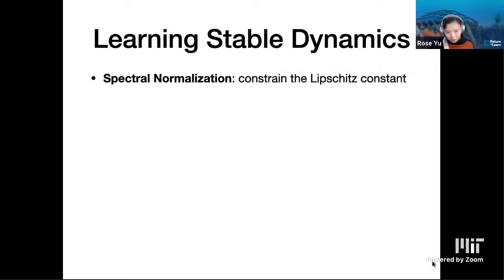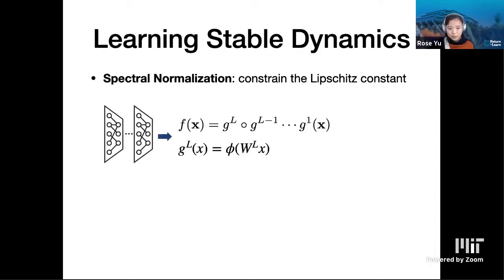So this is what we call learning stable dynamics. Spectral normalization is a way to constrain the behavior of a deep neural network. Specifically, we're constraining the Lipschitz constant of a deep neural network because we can simplify the deep neural network as a sequence of functional compositions. So if I have a function f of x, I can represent it as a sequence of function compositions g1 to gL, where each layer g of l is a fully connected neural network.